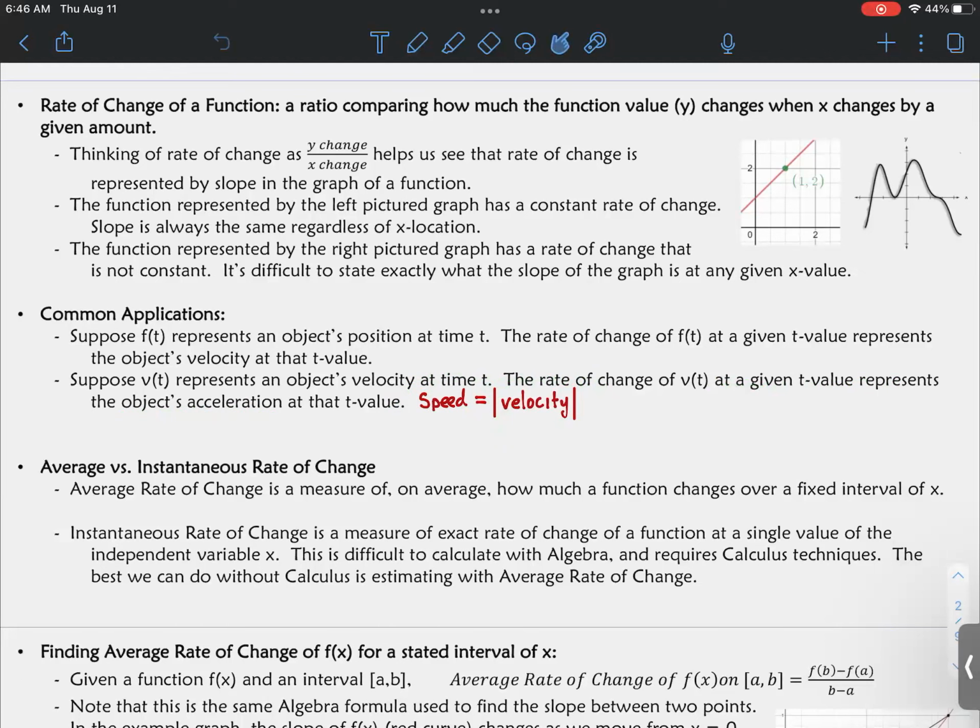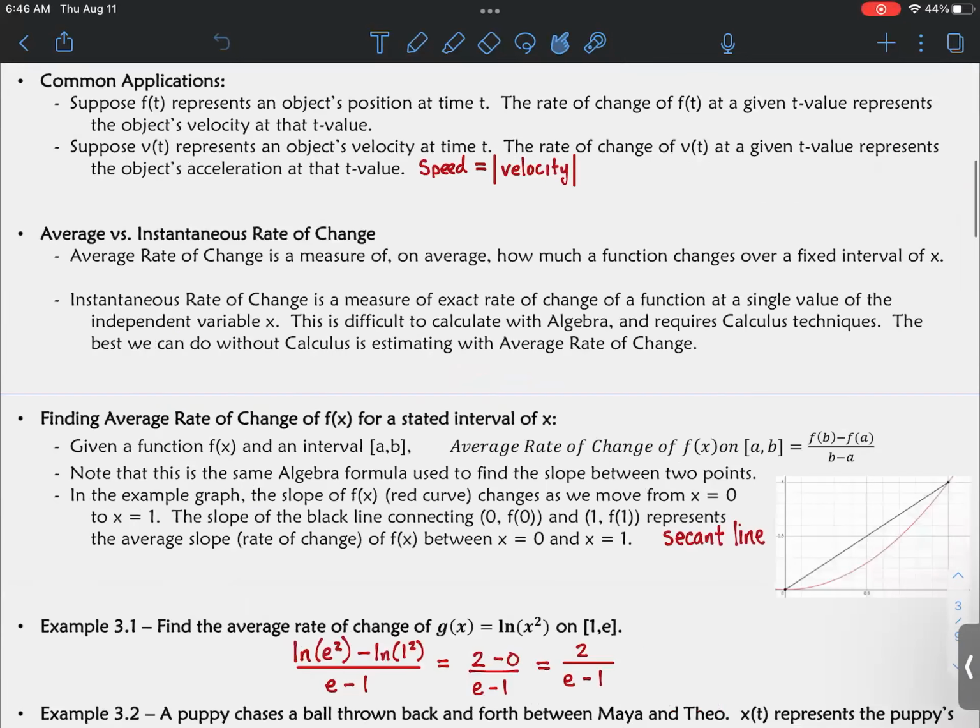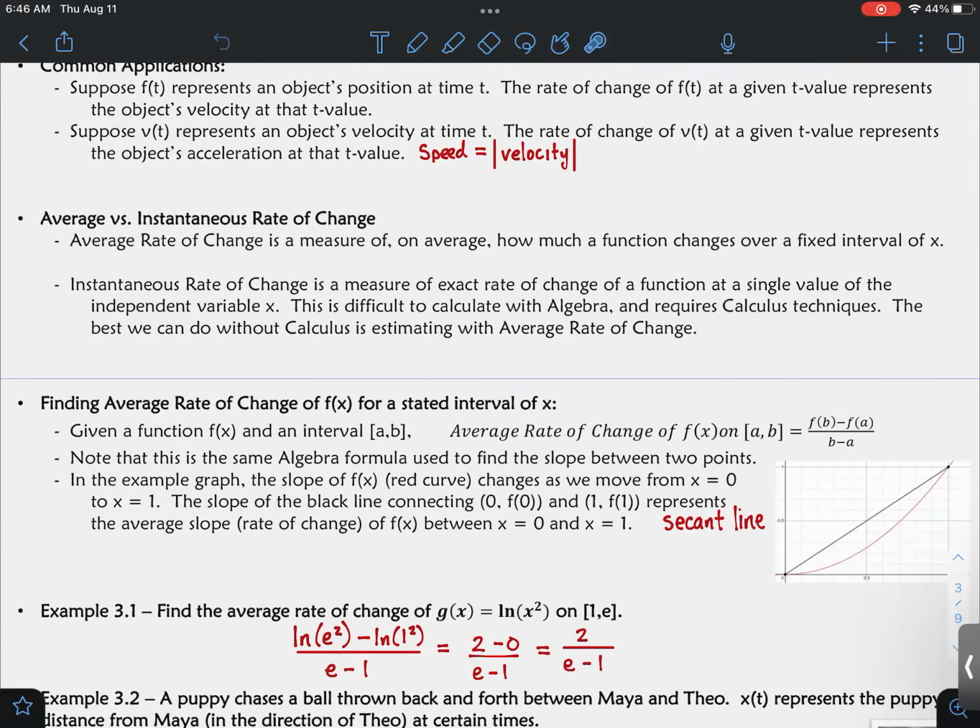In Calc A, we spend a good amount of time looking at the difference between the average rate of change and the instantaneous rate of change of some object in motion. Average rate of change is exactly what it sounds like. It's a measure of, on average, how much a function changes for a given fixed interval of x values, or in some cases, t values, if your horizontal axis on a graph represents time.